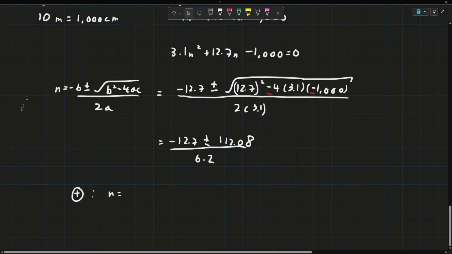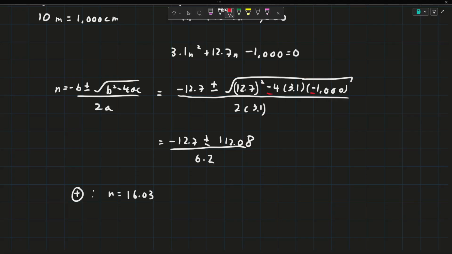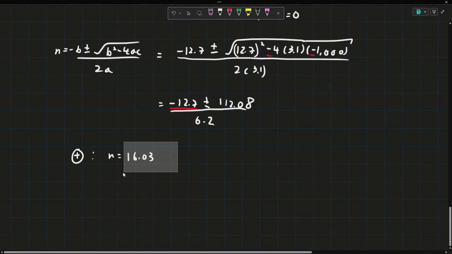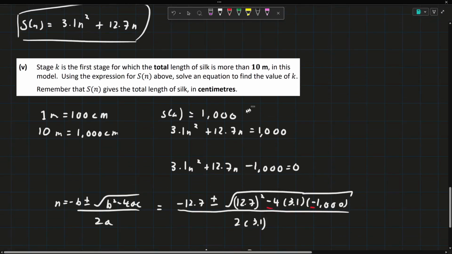So n will be equal to about 16.03. We don't have to consider the negative, because remember, n is positive, it's a natural number. And if we considered the minus case, we'd have minus 12.7 and then another negative. That would just give us a negative, so it doesn't really matter. So basically, when n is roughly 16.03, then S of n is 1,000.